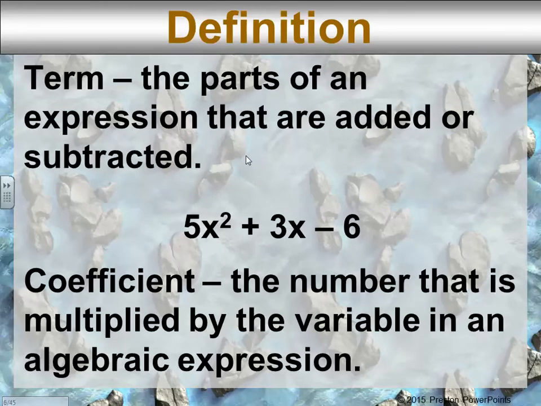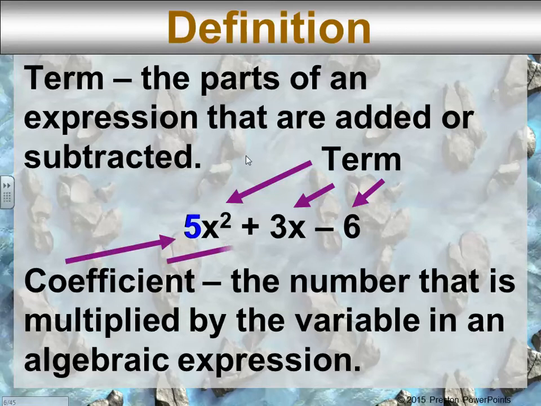And then a term, so that was in combining like terms, just a reminder, those are your terms. So the 5x squared is a term, 3x is a term, minus 6 is a term. It's each piece of your expression that is separated by the operating sign. And then your coefficients are the numbers with the variables, so your 5 and your 3 here are with those x's, so those are coefficients.